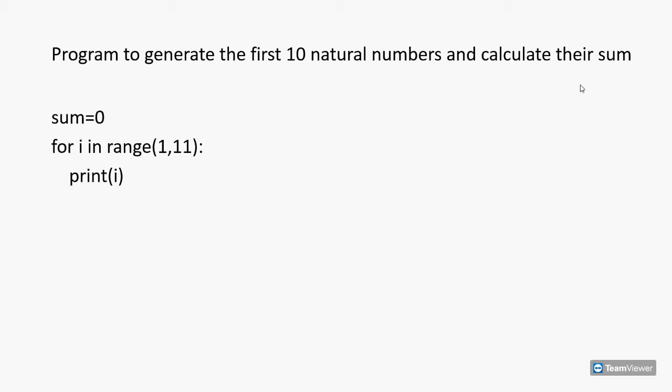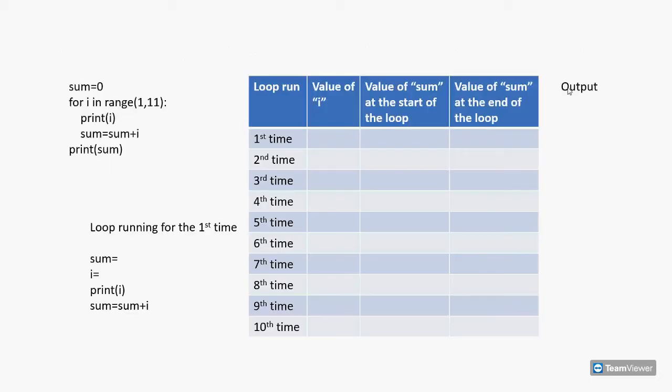For that, we will use a command inside the for loop. That command would be sum = sum + i. And then at the end of the loop, outside the loop, we will print the sum value. So this is the program that we will be using to generate the sum of the first 10 natural numbers. So let us see how this program is working.